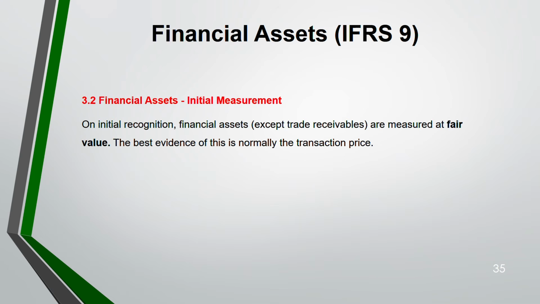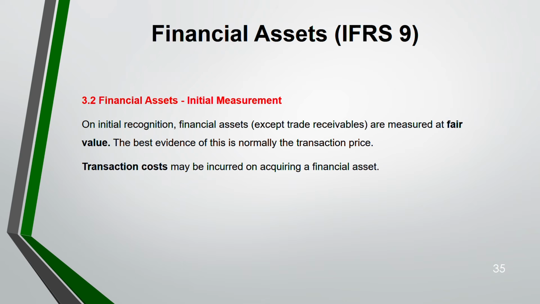Now, initial measurement. On initial measurement, except trade receivable. Why did we say except trade receivable? Even trade receivable is one kind of financial asset, but except that, all other financial assets are measured at fair value on initial recognition. The best evidence of this is normally the transaction price. We look at the price at which we are transacting the instrument. That itself is the fair value.